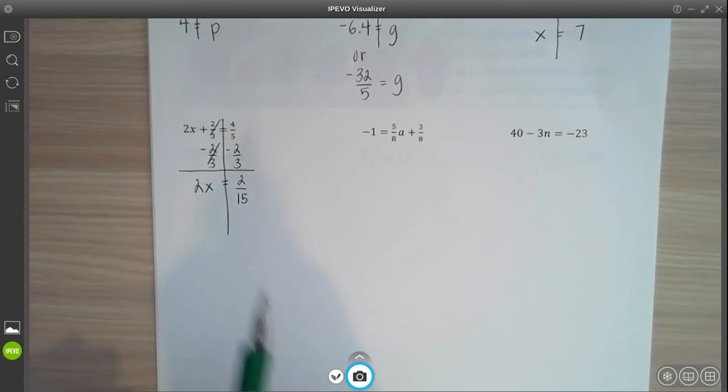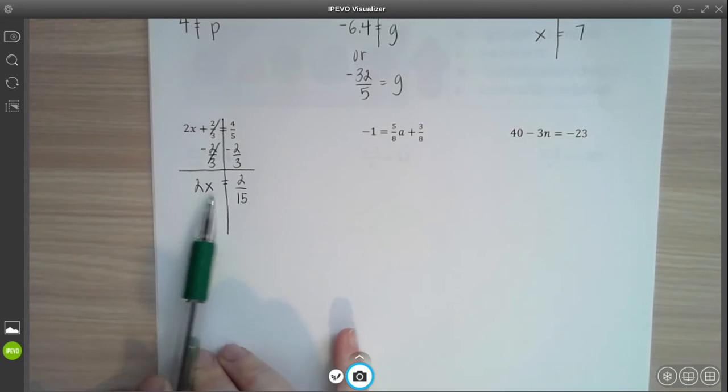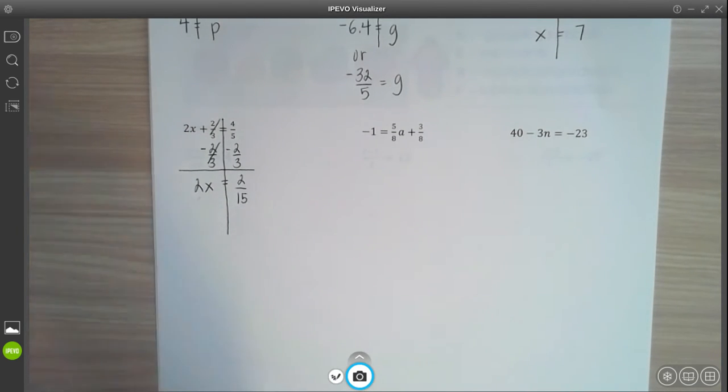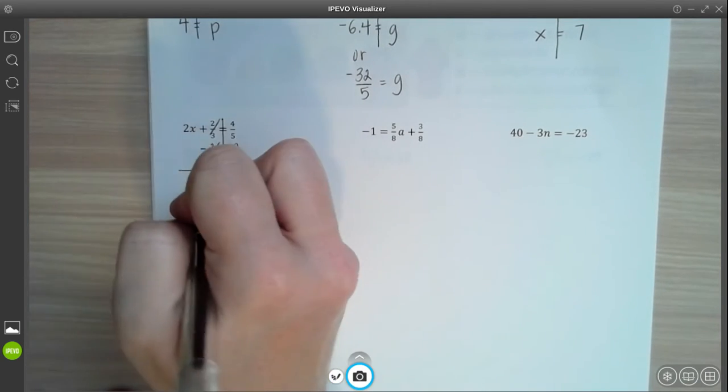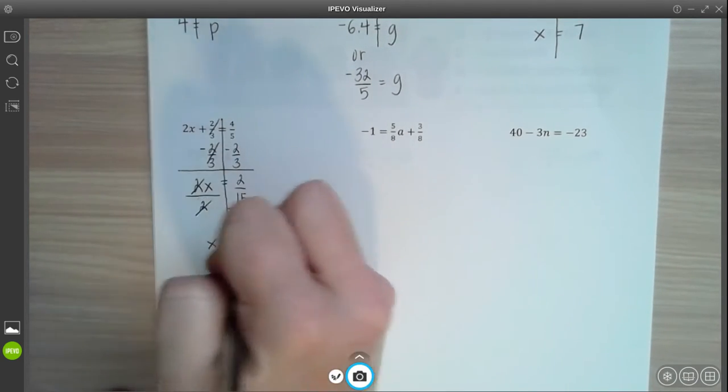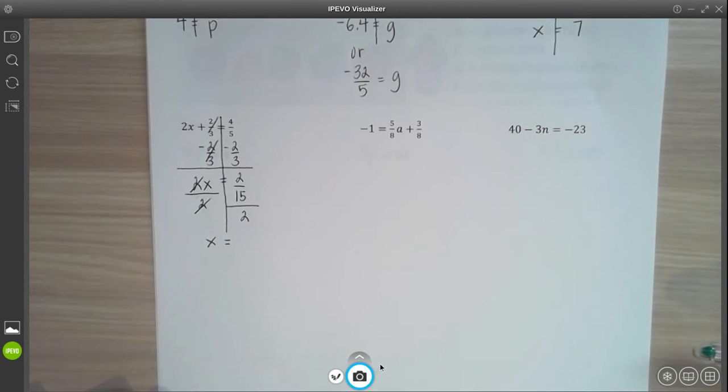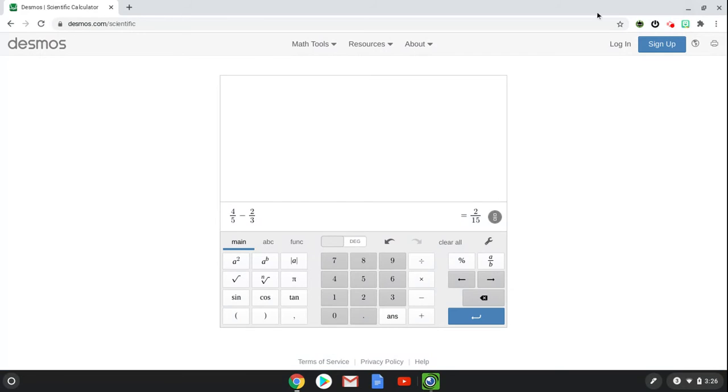Okay, and now we have 2 times x. So to get x by itself, we have to get rid of the 2. We're going to do that by dividing by 2 on both sides. Okay, so we're going to do 2/15 divided by 2. Again, I'm going to go into Desmos to do that.